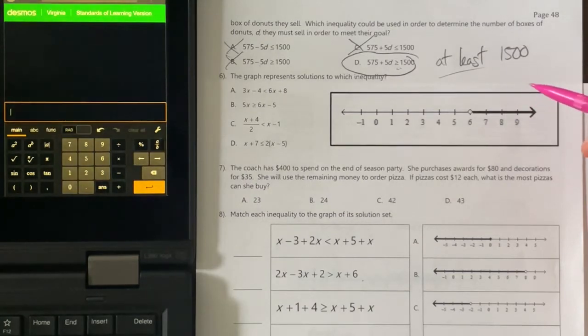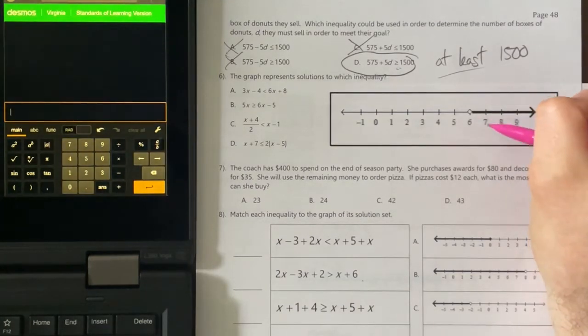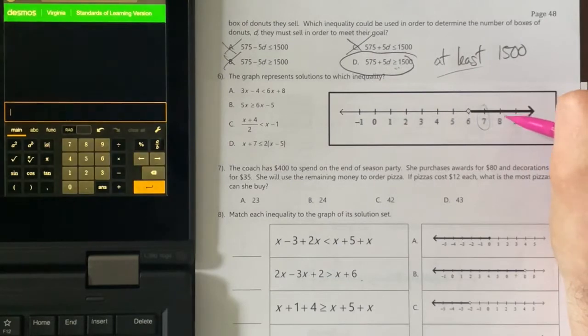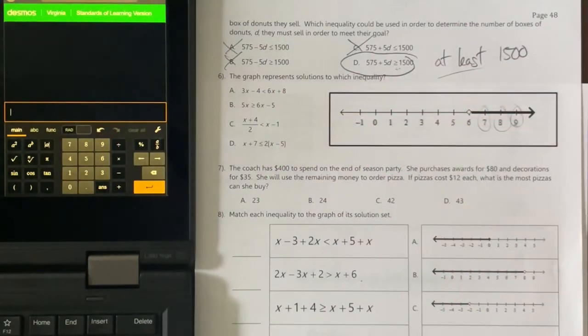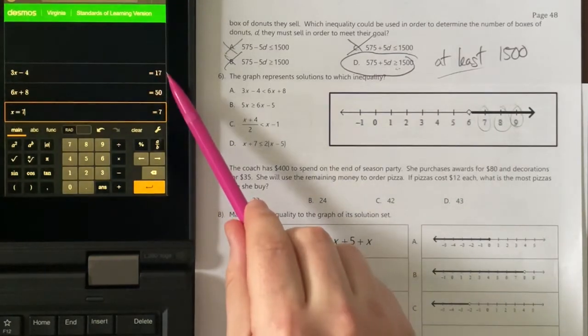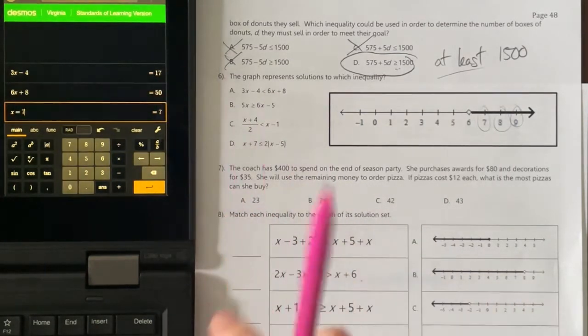So let me actually do this. I'm going to check to make sure that 7, 8, and 9 work for one of these inequalities. So I type it in exactly as it looks. For choice A, I have 3x minus 4 is less than x, or 6x plus 8. So let's see, when x equals 7, that is less than the second value, so that works.